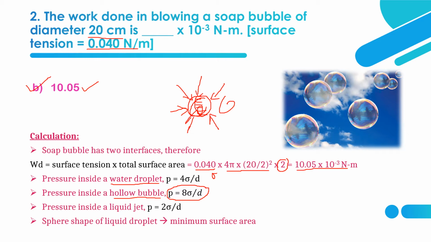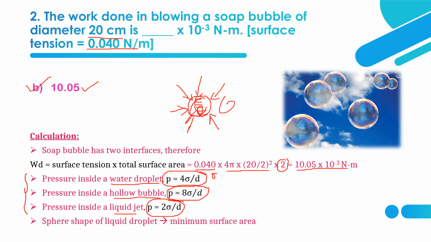For a water droplet, the pressure inside is given by 4 sigma by d, where d is the diameter of the water droplet and sigma is the surface tension. And in the case of a liquid jet, it shall be 2 sigma by d. So these are three formulas regarding pressure inside, using the surface tension values.